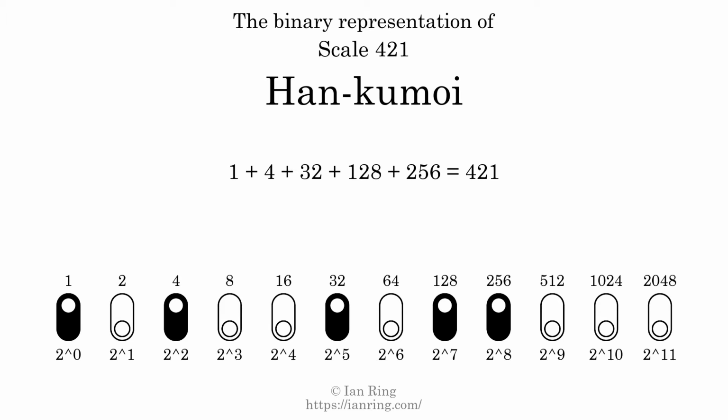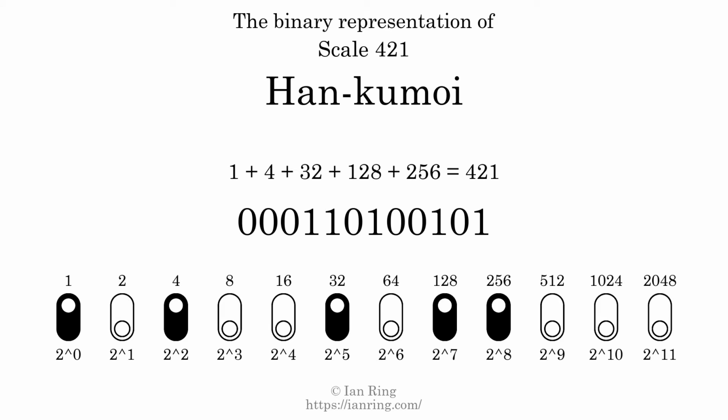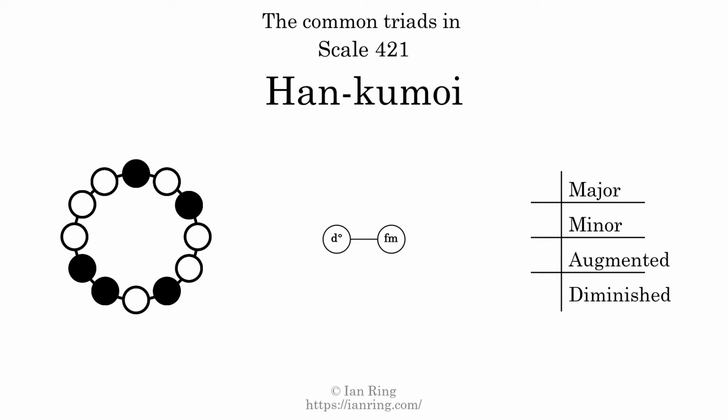The scale number not only enumerates the scale with a unique index, but it also literally describes the tonal content of the scale. Represented as a binary number in base 2, the scale number is 0001101001001. Here are the common triads present in this scale.